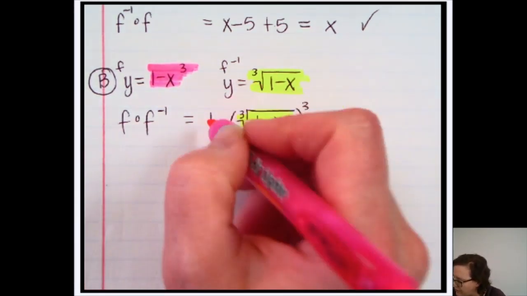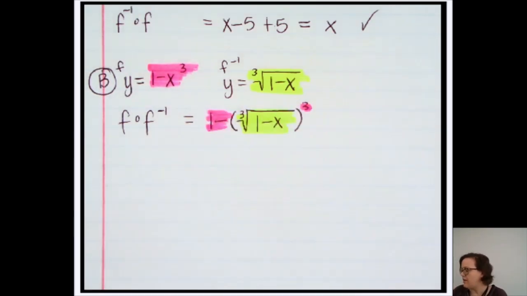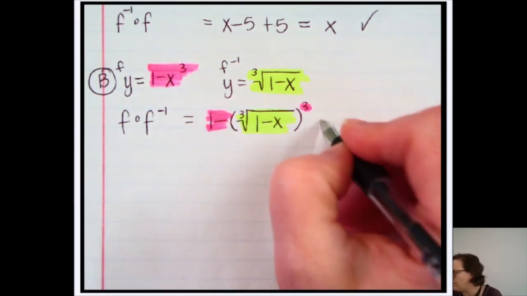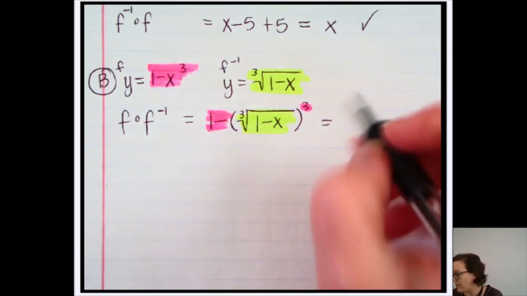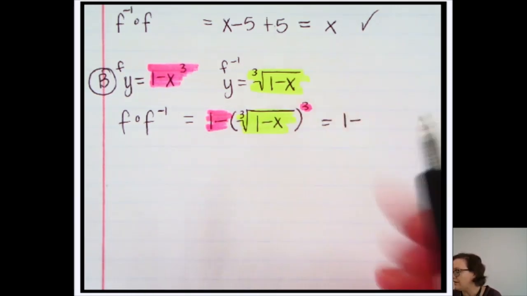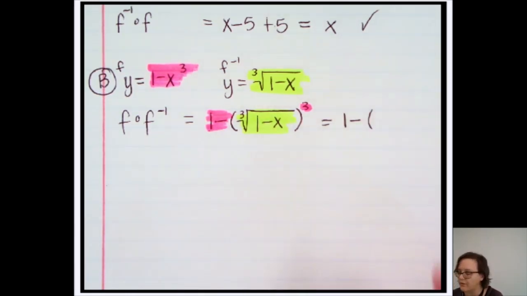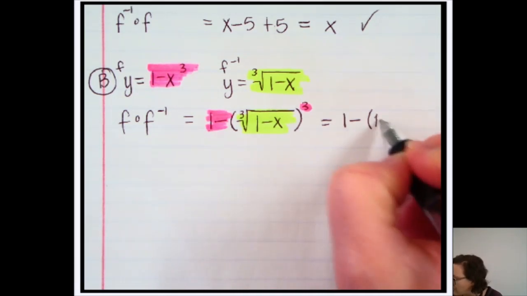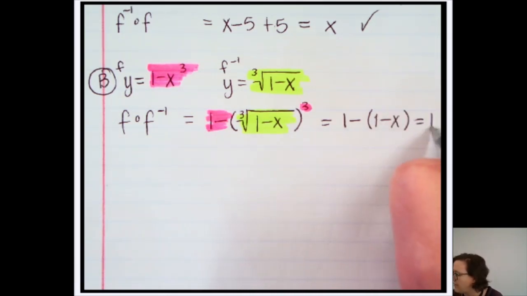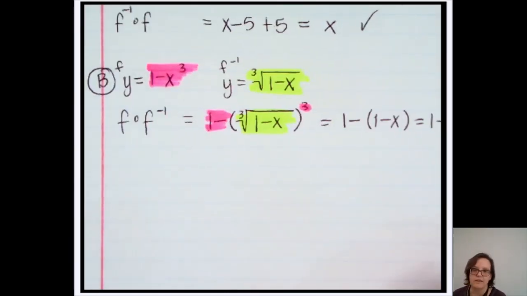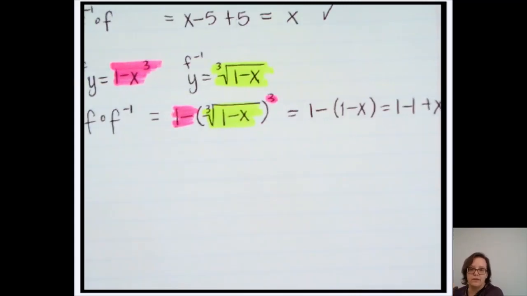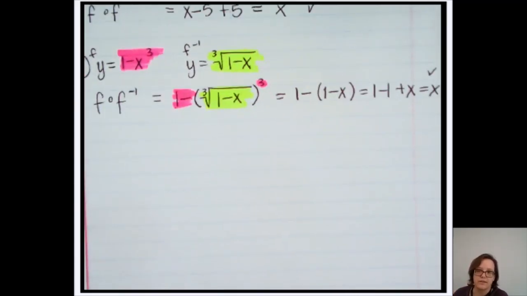I didn't color code up above, but okay, so what happens when you cube a cubed root? Okay, well, the inside pops out. Okay, so we have 1 minus whatever was on the inside, which is 1 minus x. Okay, and if we distribute, we get 1 minus 1 plus x, which is just x. Okay, so that worked for us. Hopefully you can see that now.